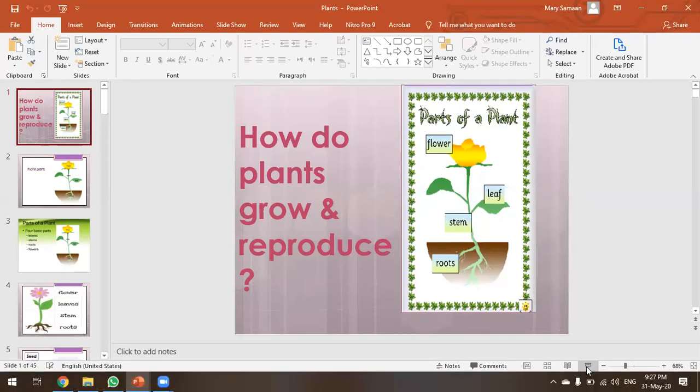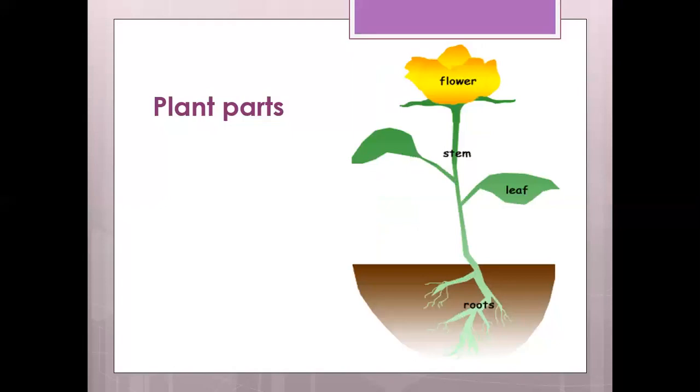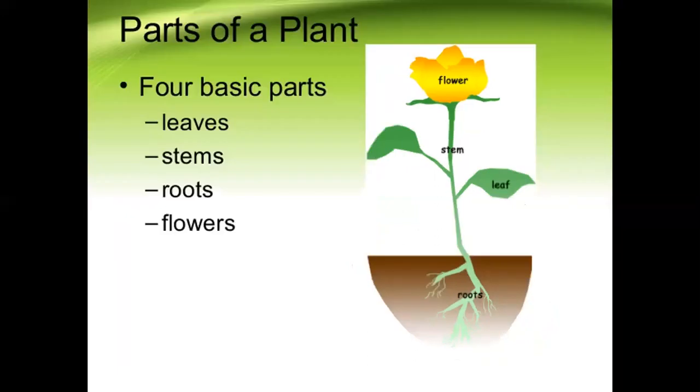As we know, this lesson is talking about plant growth and reproduction. First of all, what are the 4 basic parts of the plant? They are the flower, stem, leaves, and roots. So the 4 basic parts of the plants again are the flower, stem, leaves, and roots.